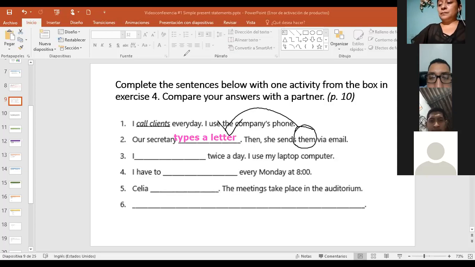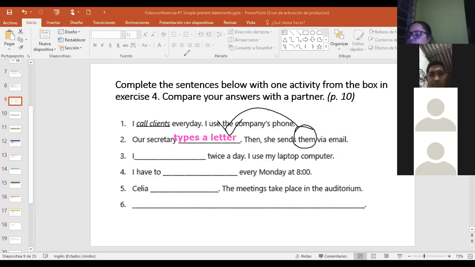Does it match? ¿Concuerda? ¿Es coherente? It doesn't make sense. Es coherente con sense, pero dice them. Them es varios, es plural. Y a letter, nuestra secretaria escribe una carta. Our secretary types a letter. Then she sends them via email. Luego las envía. ¿Cómo que las va a enviar si solo escribió una?